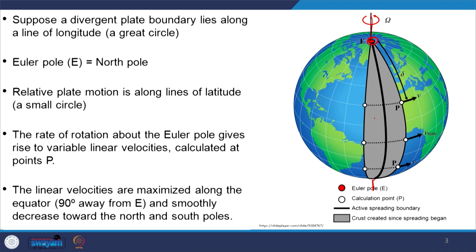Now imagine this is a plate boundary, and it is a divergent plate boundary. It starts from one Euler's pole and ends at the other. Once a fracture develops here due to this divergent margin, this plate moves this way and the other side moves that way. If I trace this motion, it will move like this.